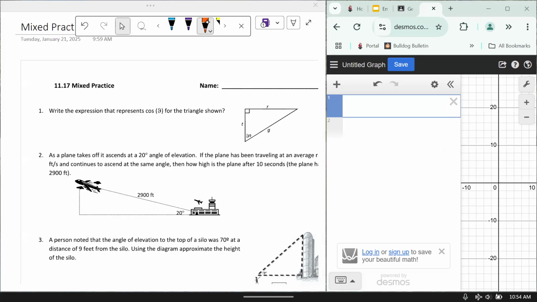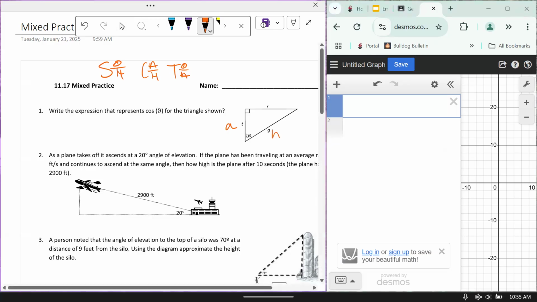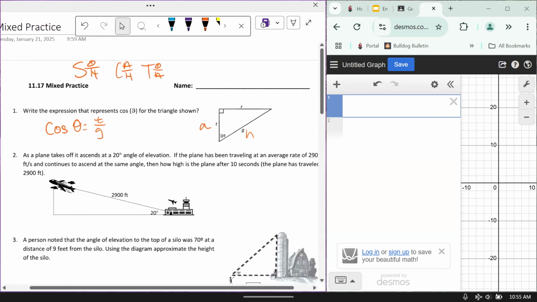Okay. Let's hit up our orange. I weirdly like this orange. Okay. We got SOHCAHTOA. Write an expression for cosine of theta. Here is our theta right here. Cosine is adjacent over hypotenuse, so we're going to just label. Okay. T is our adjacent. G is our hypotenuse. So we're going to have cosine of theta equals T over G. That's it. Super. And you're done.